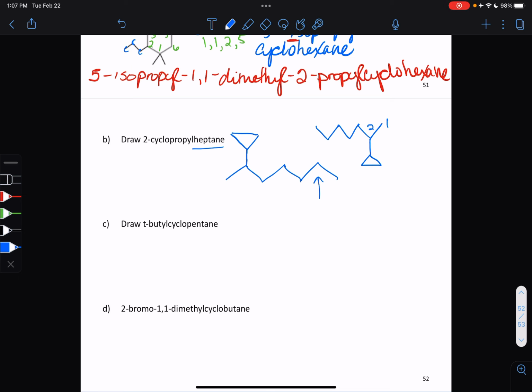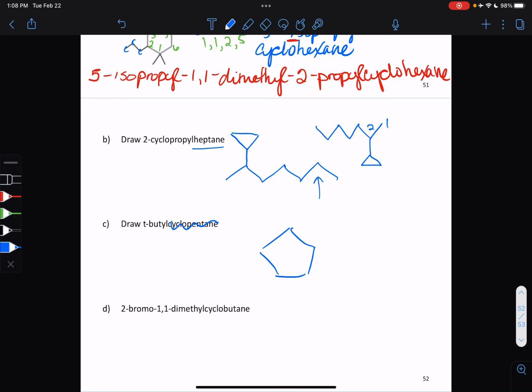C, draw t-butyl cyclopentane. All right, pentane has how many carbons? It has 5. And if you can't visualize what a cyclopentane looks like, think of the pentagon. Cyclopentane looks like a house. So we've got cyclopentane there, so we've drawn that, and then we have a t-butyl group hanging off of it. Now, again, we don't need to indicate that it's one t-butyl, because in a cyclic structure, if you just have one branch, wherever you put it, that's going to be considered the first carbon.